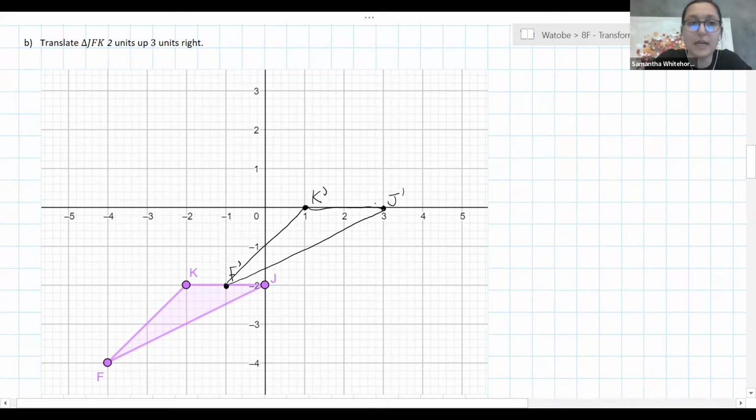And what we've now done is we have moved the triangle JFK up 2 units and to the right 3 units. Now, as you do more and more of these, you will get more comfortable with it. But essentially, that's all it is. It's taking the coordinate and moving it according to the instructions that you've been told to move it.